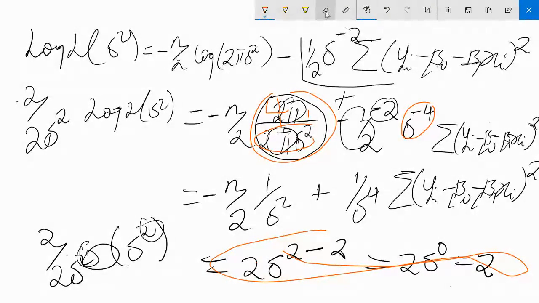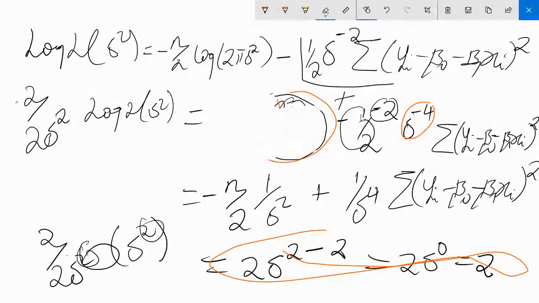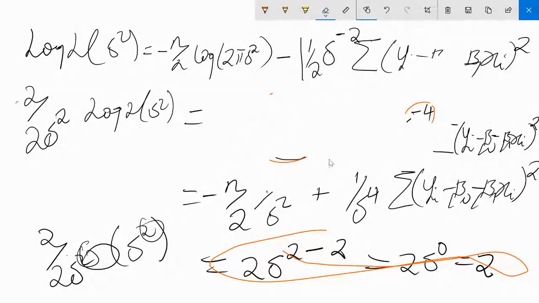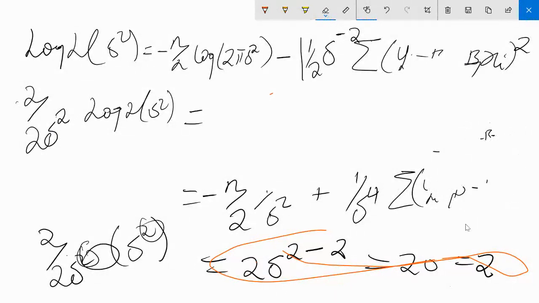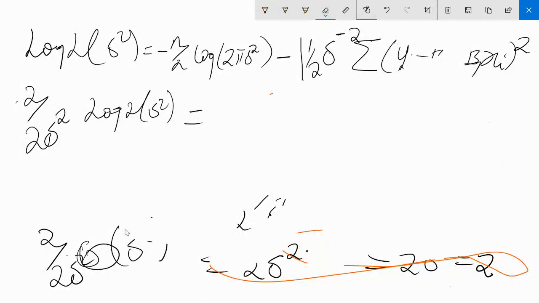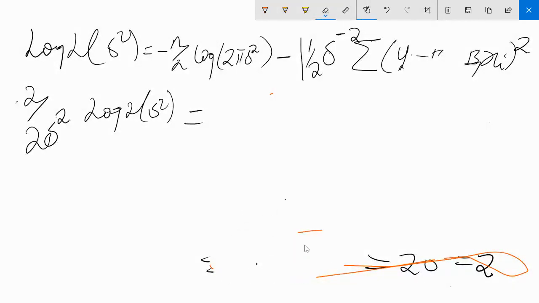So let me erase this, and then we start here, how to differentiate. There's something that I wanted to show you. Let's go back.